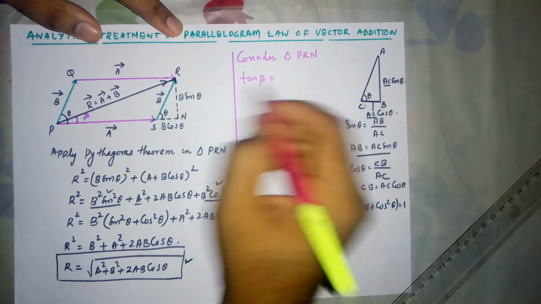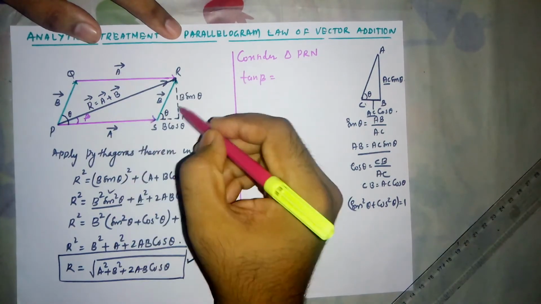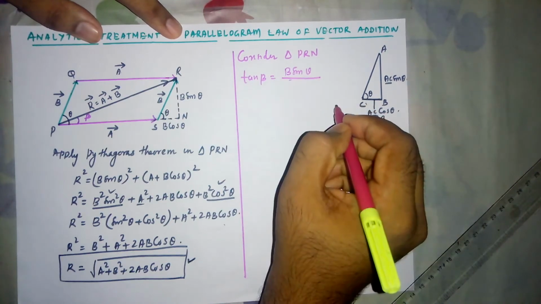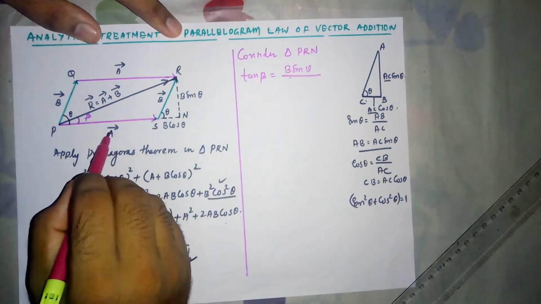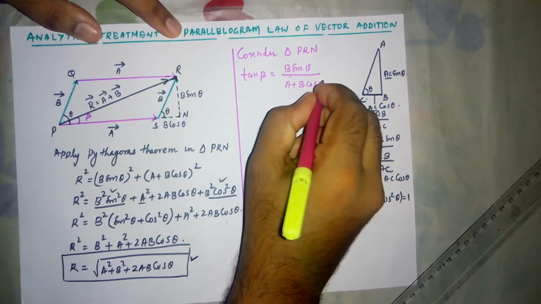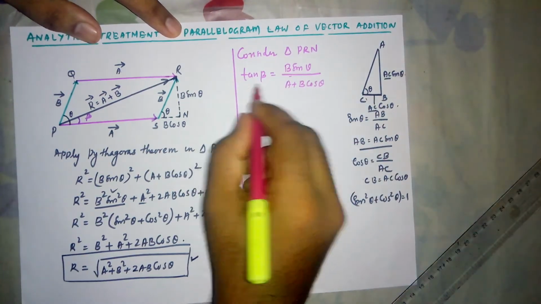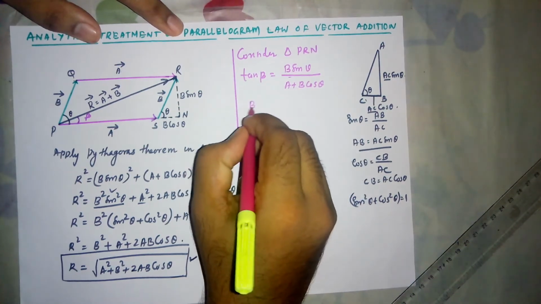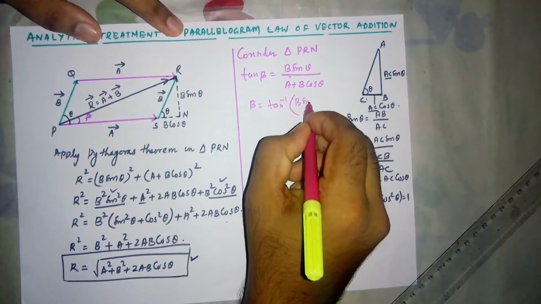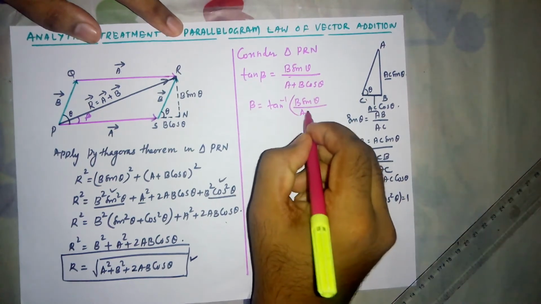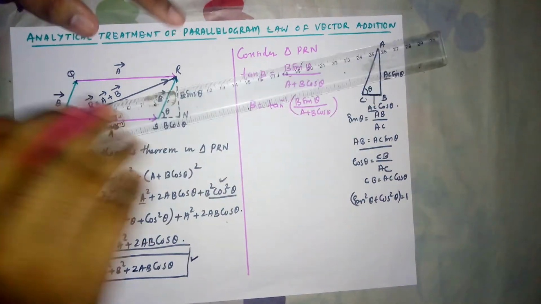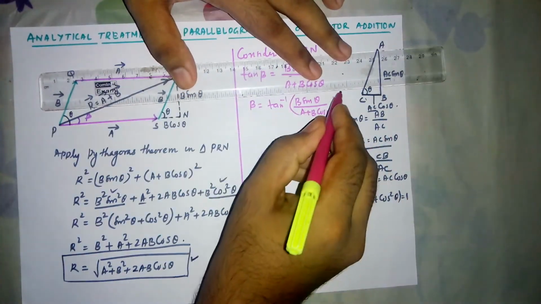In that, tan beta will be equal to opposite side by adjacent side, right? That is B sin theta divided by this, A plus B cos theta. A plus B cos theta. Then tan beta is equal to this, so beta will be equal to what? This will be tan inverse of B sin theta divided by A plus B cos theta. So this beta will give us the direction of the resultant.